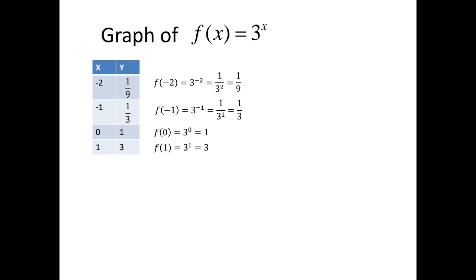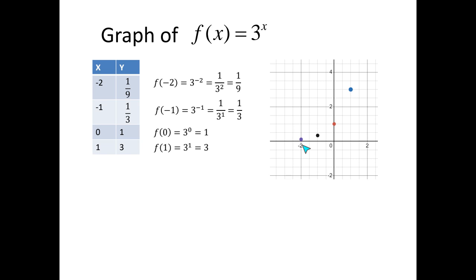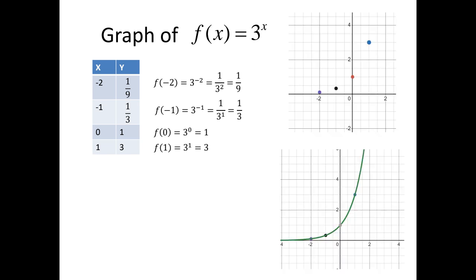So if I plot these ordered pairs, this is what they look like here. And if I draw the graph, then my graph is going to look like this. And notice that the graph is getting closer and closer to the x-axis, but it's never going to cross it. And that's what it means to have an asymptote.